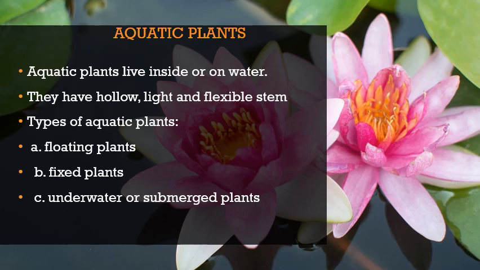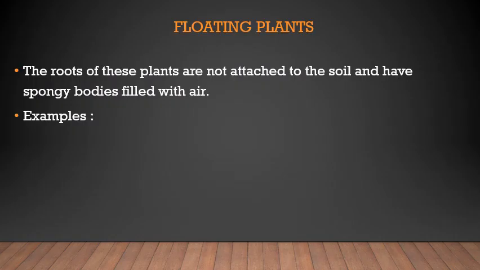Now there are different types of aquatic plants also. In the previous slides you saw different kinds of terrestrial plants. Here you're going to see different types of aquatic plants. The first type is the floating plants, then fixed plants, and underwater or submerged plants. In the further slides, you're going to learn more about these plants. First is about floating plants.